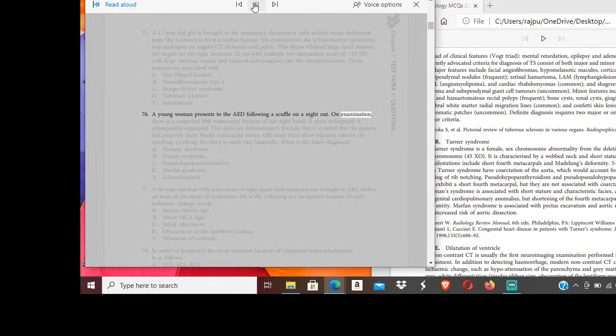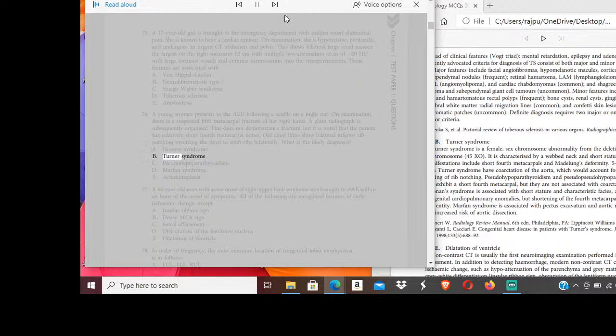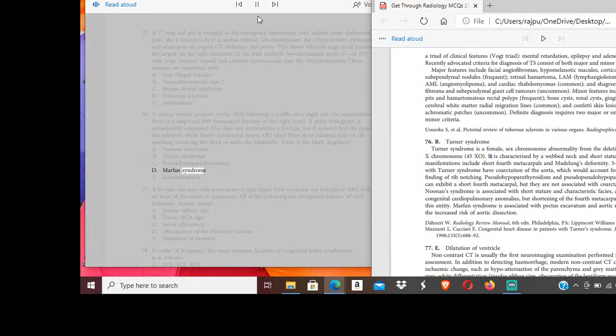On examination, there is a suspected fifth metacarpal fracture of her right hand. A plain radiograph is subsequently organized. This does not demonstrate a fracture, but it is noted that the patient has relatively short fourth metacarpal bones. Old chest films show bilateral inferior rib notching involving the 3rd to 6th ribs bilaterally. What is the likely diagnosis? A. Noonan syndrome. B. Turner syndrome. C. Pseudohypoparathyroidism. D. Marfan syndrome. E. Achondroplasia.